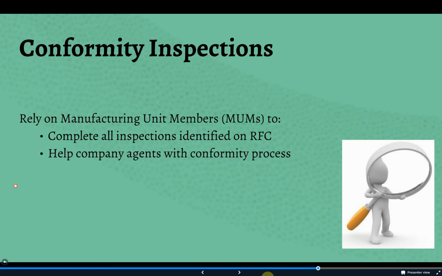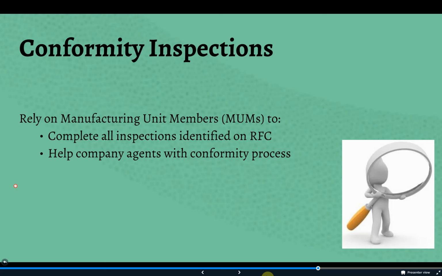Manufacturing unit members are relied on for conducting all conformity inspections. When an RFC is generated, engineering unit members help identify what needs to be conformed and provide the design approval. When the RFC is ready for release, the project ODA administrator will sign and issue it to the appropriate MUM so that they know what needs to be conformed.